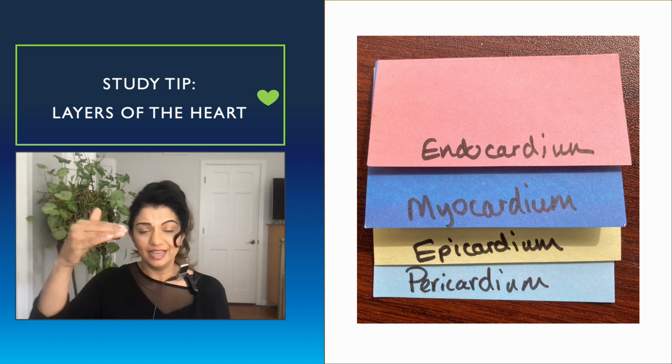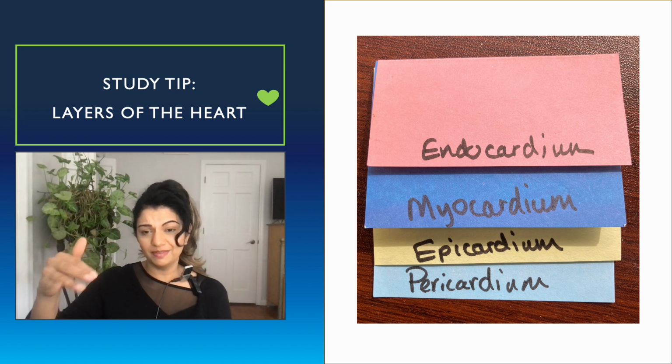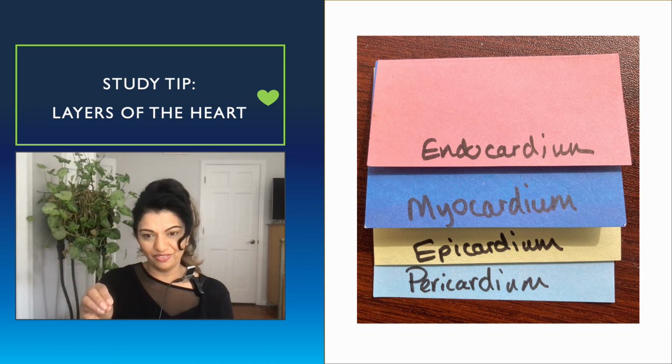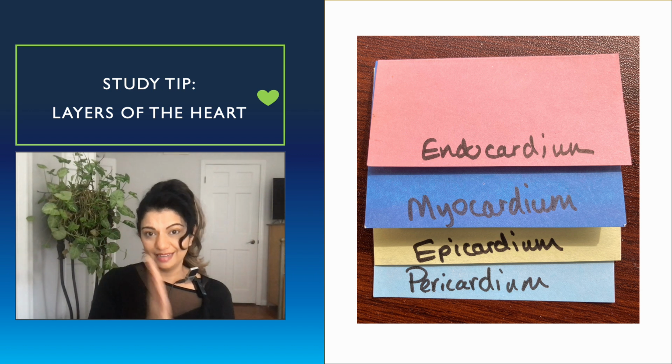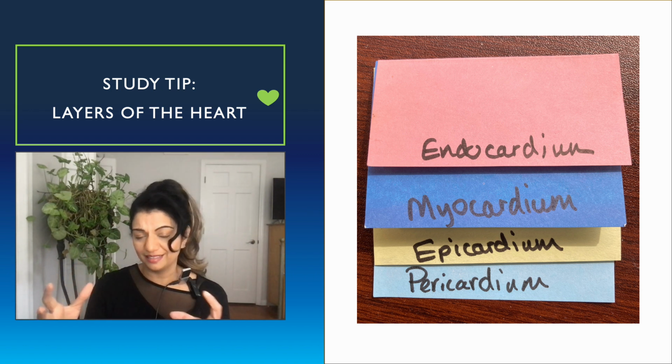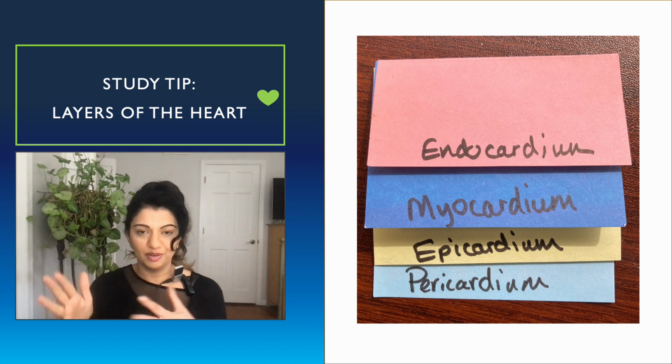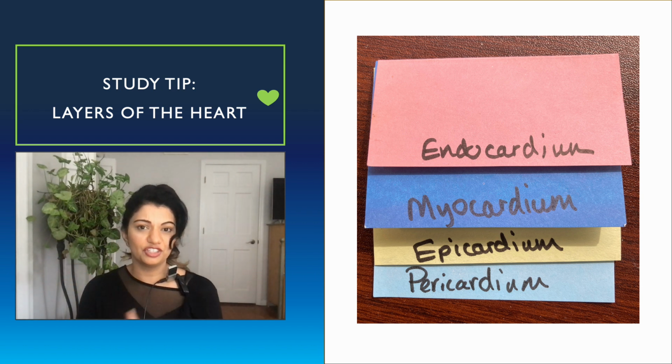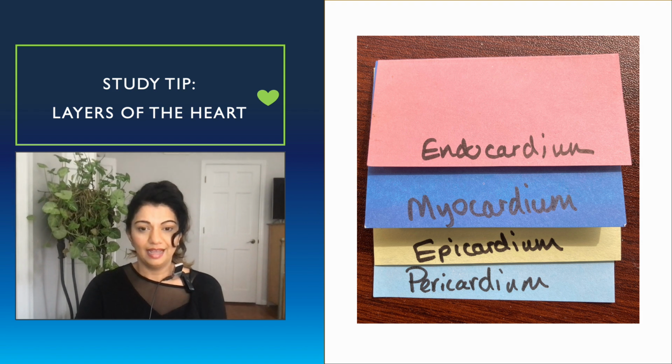The endocardium is the most inner one, then you've got the myocardium, and then I put epicardium on there because that's going to be right next to the heart wall, and then you've got the pericardium. And of course you can break that down further into parietal and visceral layers, but this is just a strategy. It's a great kinesthetic tool to help you remember the layers and practice them.